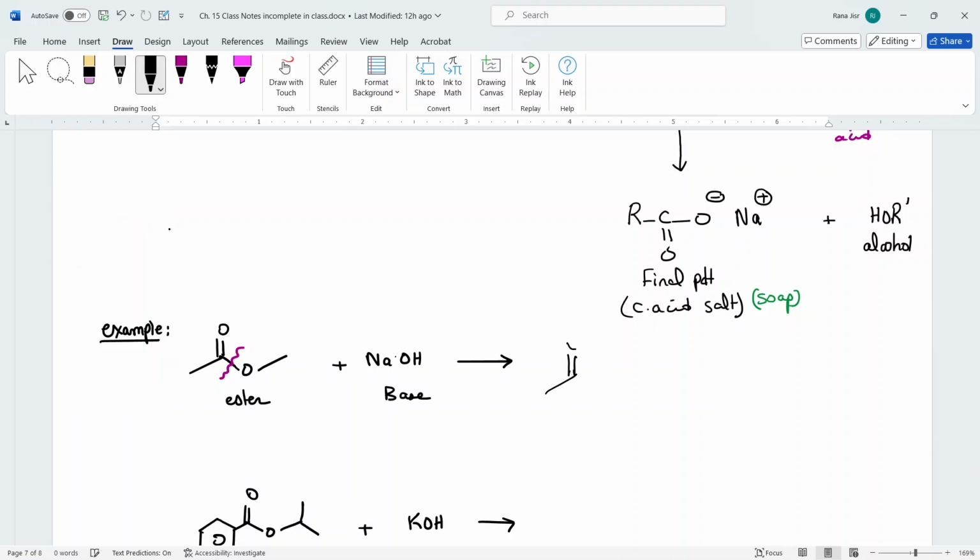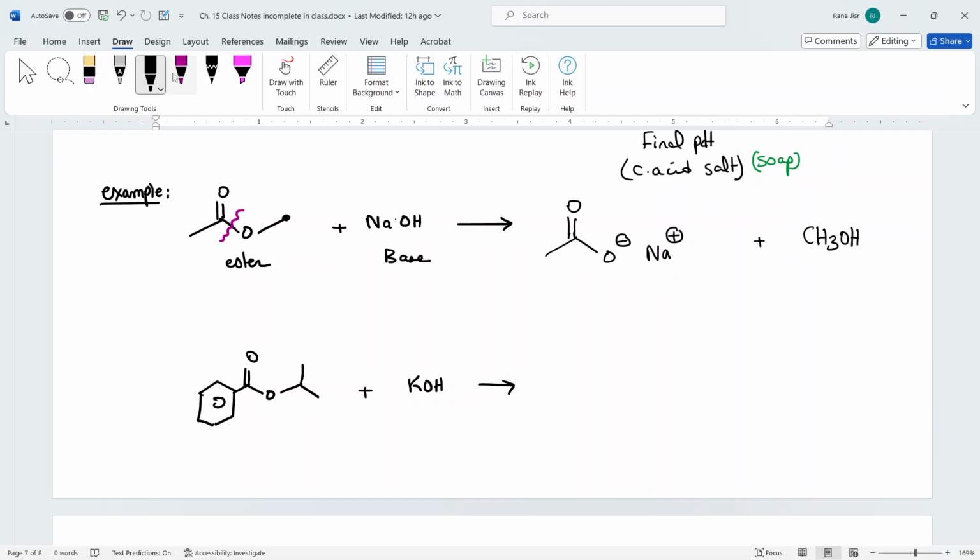So I will have a carbonyl that will be connected to the O negative in there, and then you balance your charges with the counter ion, plus of course I would end up having this CH3O, okay? I'm going to add a hydrogen to it, so it's going to be a CH3OH.